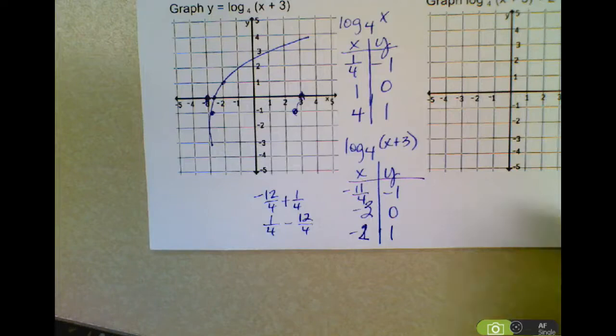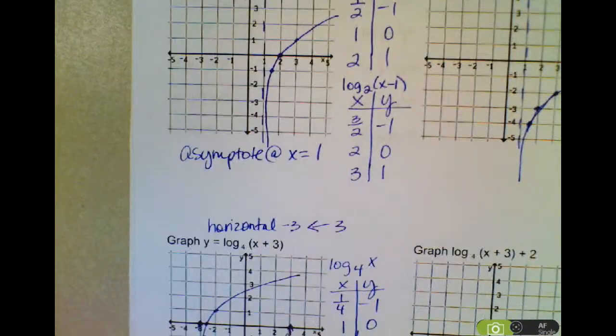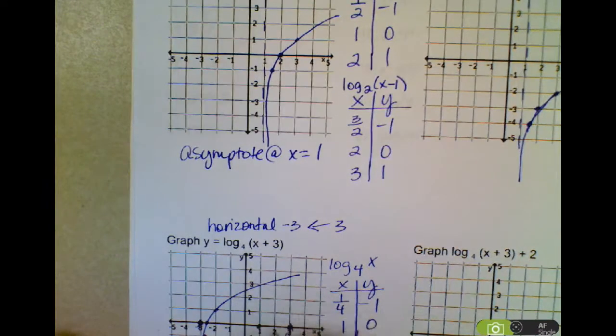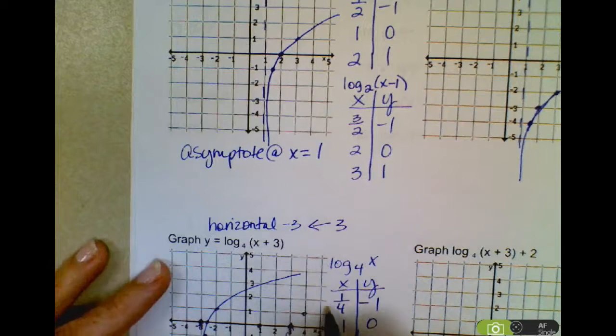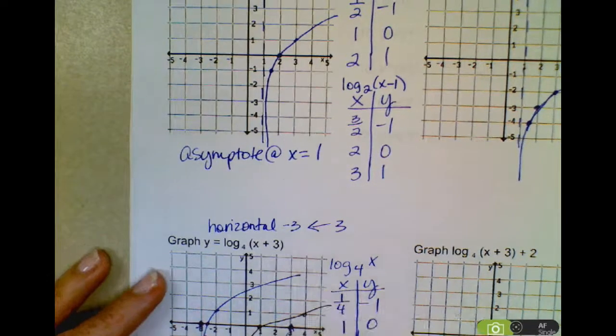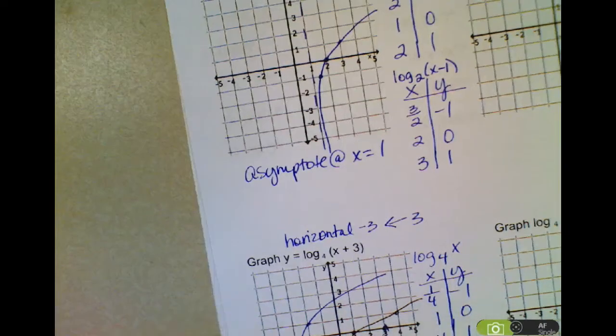Okay? So my whole graph, if we look at our original graph of log x, this is our original graph. Let's just go ahead and graph it. We have 1/4 and -1, 1, 0, and 4, 1. So my whole graph, same curve, it just shifted to the left by 3. Okay.